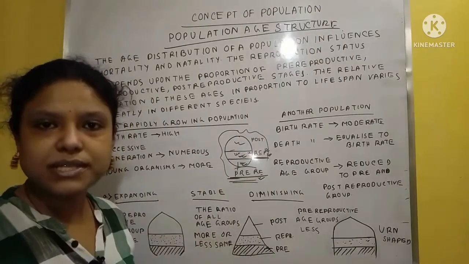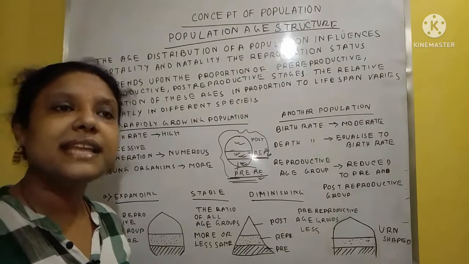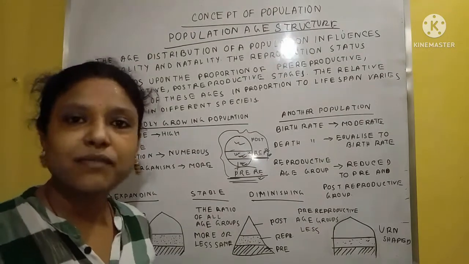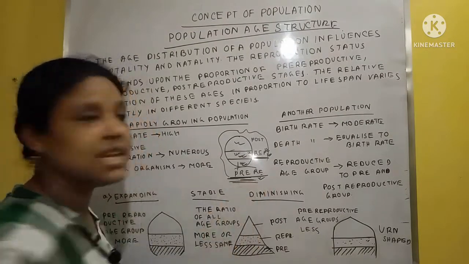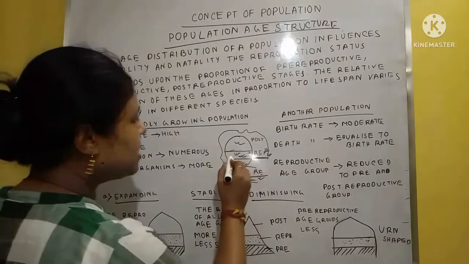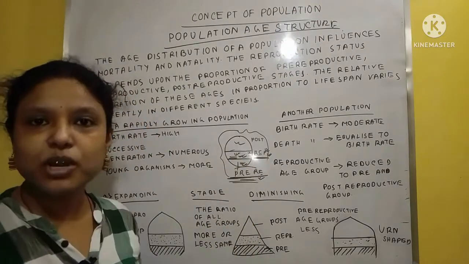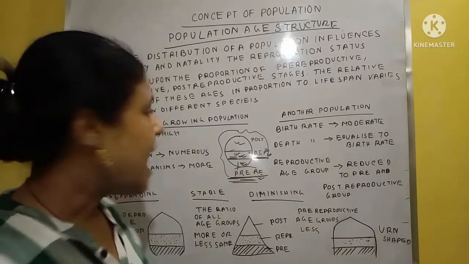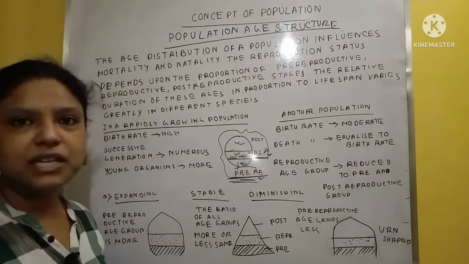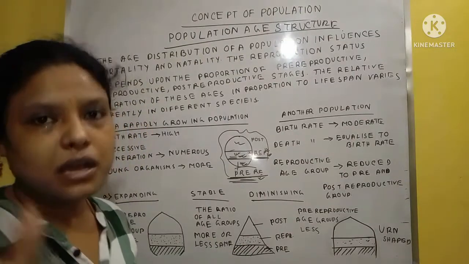Suppose the young ones can easily die or cannot survive in the pre-reproductive stage. Then we cannot get enough individuals for reproduction, the production of young ones, and in that situation the number of individuals will decrease gradually.